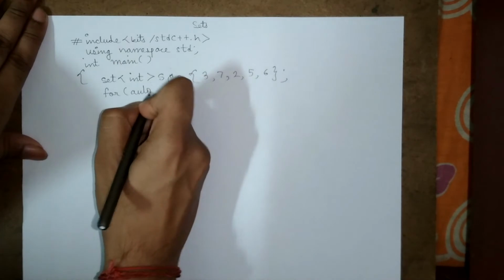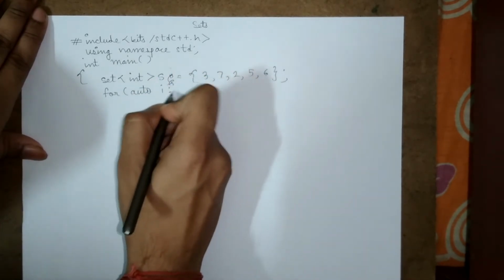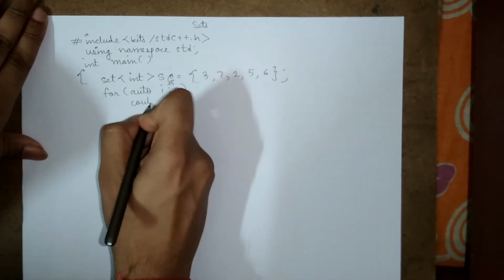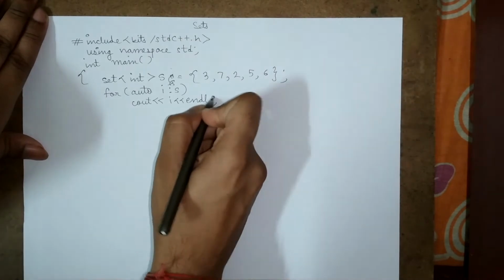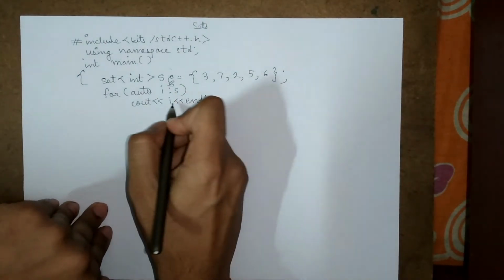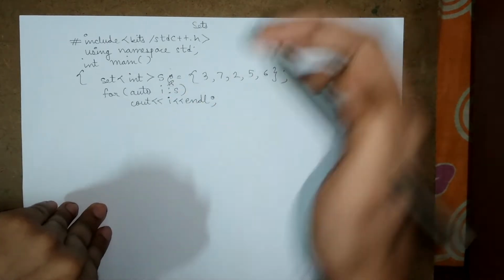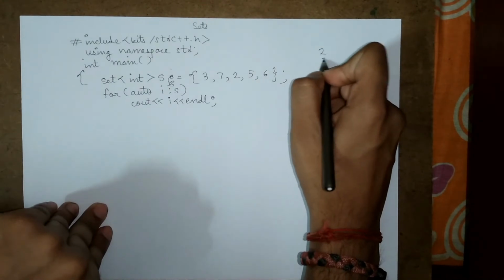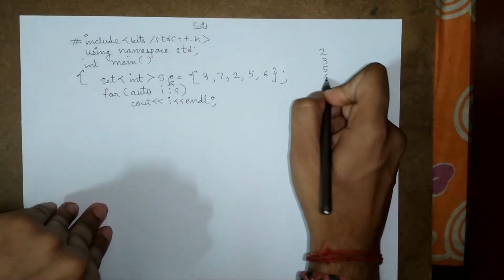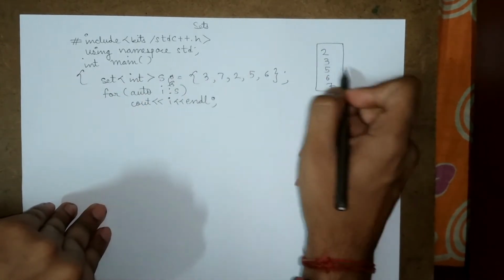To print the elements of the set, I will write for (auto i : s), and then simply cout << i << endl. This will print all the elements of the set in increasing order, one by one on consecutive lines. The output will look something like this: 2, 3, 5, 6, 7. So this is the sorted order.